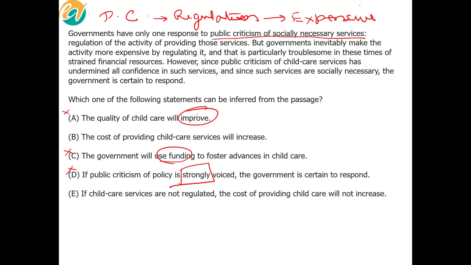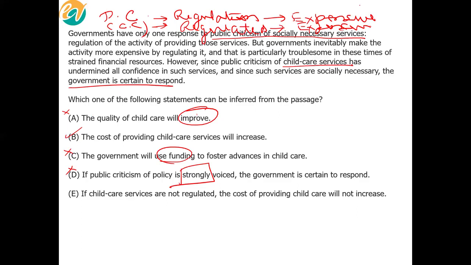Correct? And now, what is the argument further saying? Public criticism is happening for what? Childcare services. Since public criticism is happening for childcare services, which means what will happen? Government will respond. And how does the government respond? Regulation. Very nice. So childcare services, according to the argument, will be regulated. And because childcare services are regulated, what will happen? Absolutely. And that's exactly what Baker is saying. Cost of providing childcare services will increase.